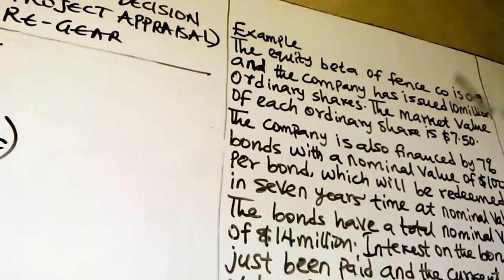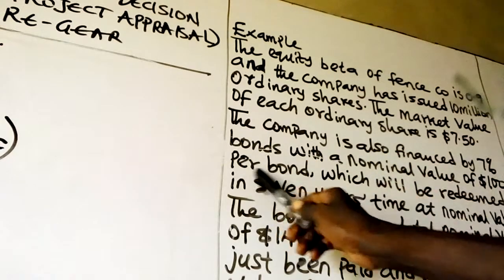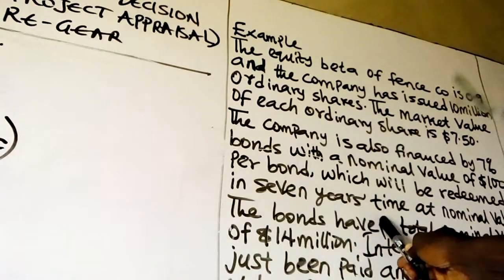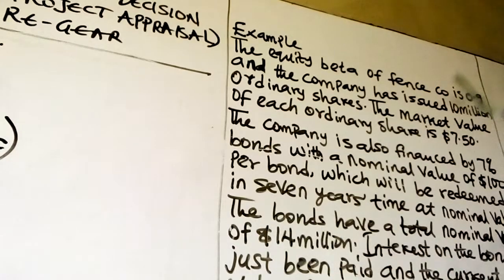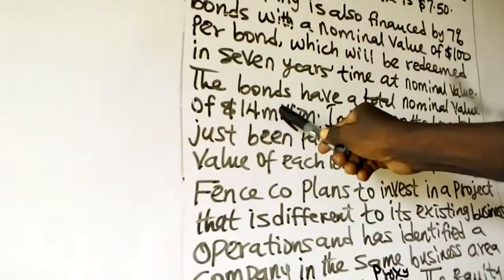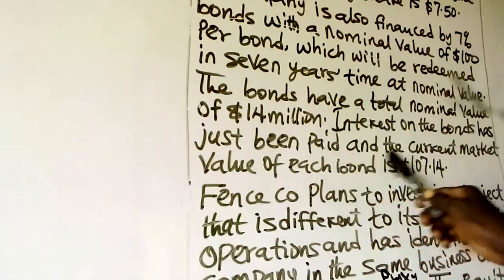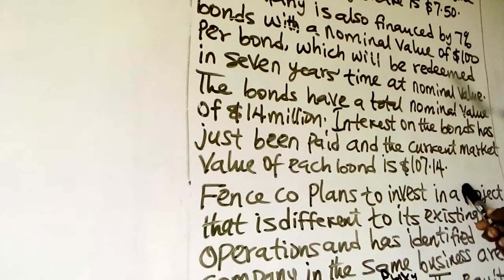You were told the company is also financed by 7% bonds. This is a debt with a nominal value of $100 per bond, which will be redeemed in 7 years' time at a nominal value. The bonds have a total nominal value of 14 million. Interest on the bonds has just been paid, and the current market value of each bond is 107.14.